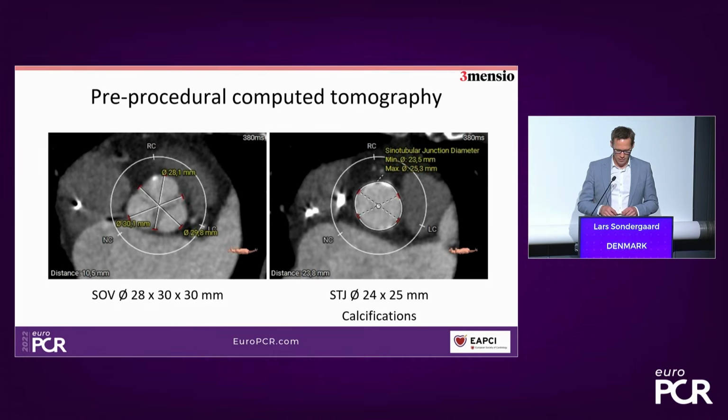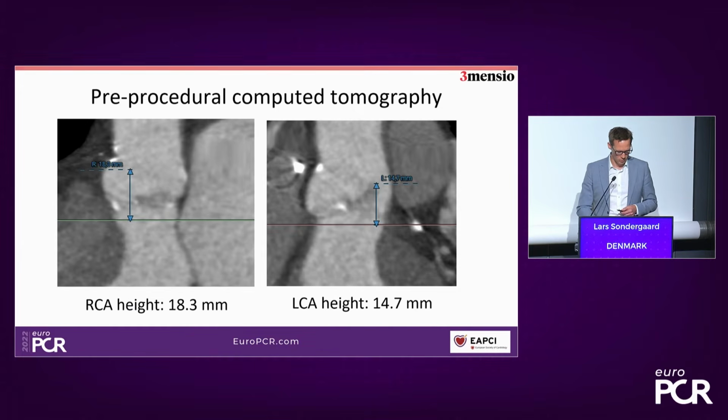The patient has large sinuses of 30, 29, and 28 with no very severe calcification on the leaflets seen in this particular image. But there is some calcium at the sinotubular junction with an average diameter there of 24.9. And that's very important when you're trying to consider your pre- and post-dilatation balloons.